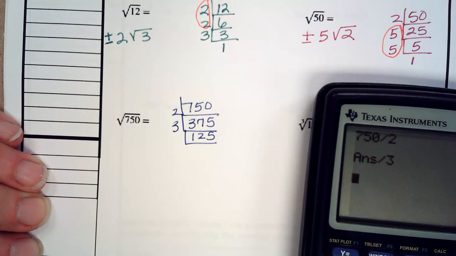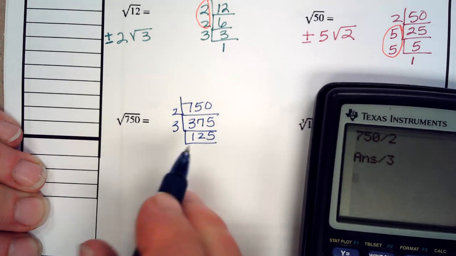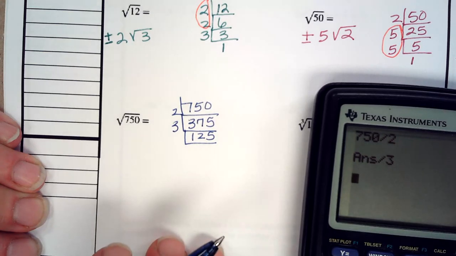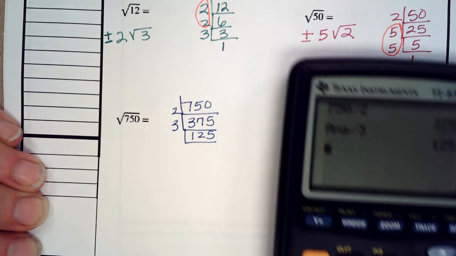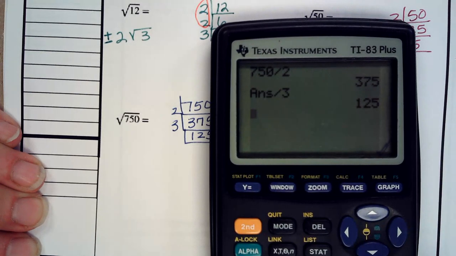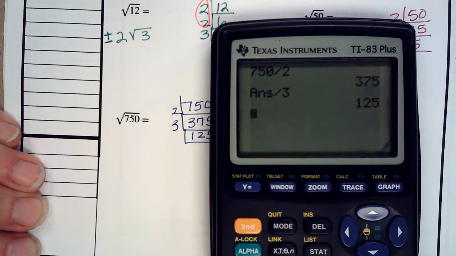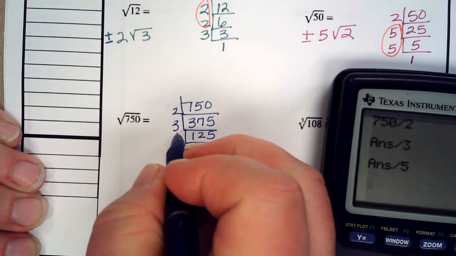Can I divide by 3 again? No. 1 plus 2 is 3. 3 plus 5 is 8, and 8 is not divisible. So now I'm going to have to look again. The next number would be 5, so I'll divide by 5. I get 25.